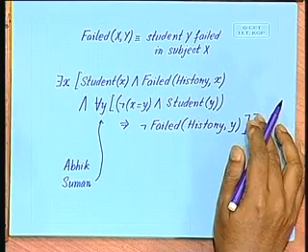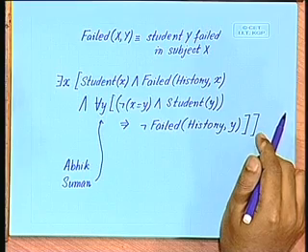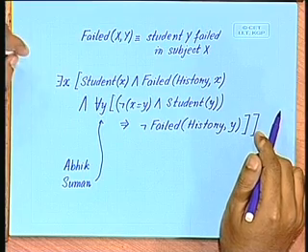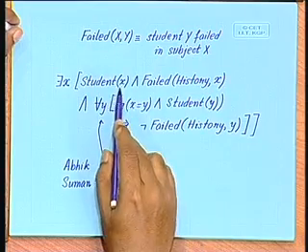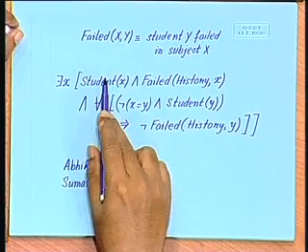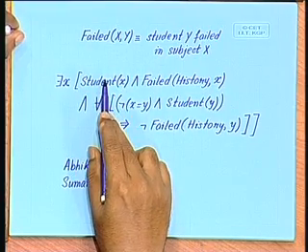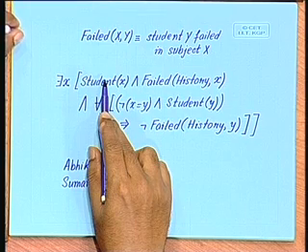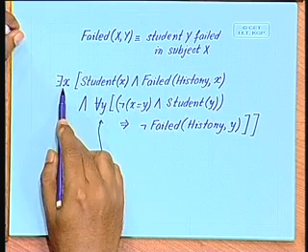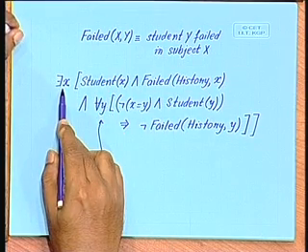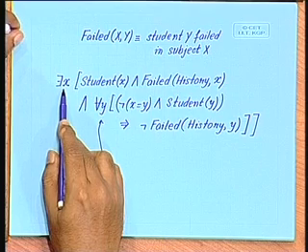So in the first part, shouldn't it be student X implies failed history X? No. So what if X is not a student? Then this itself will fail. So this whole statement will be false. See, it will be like in the previous case. No, see, this is there exists X. This is there exists X, right.